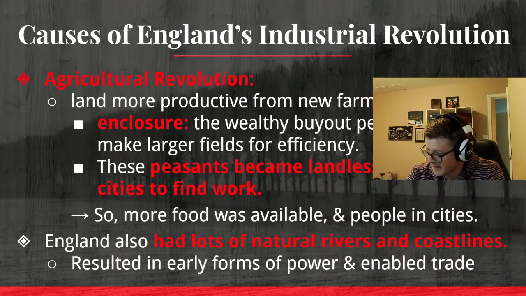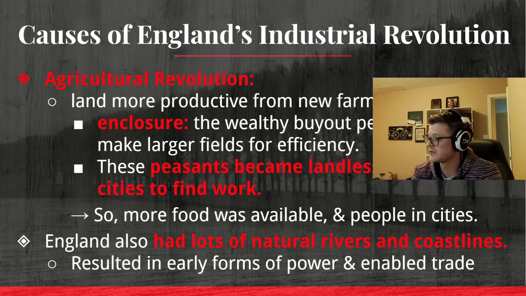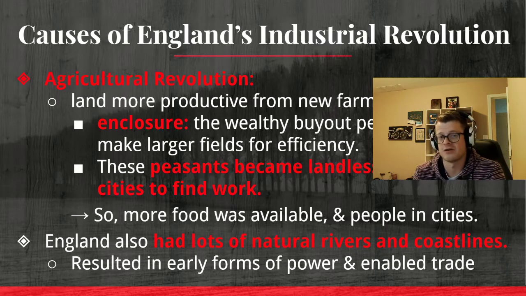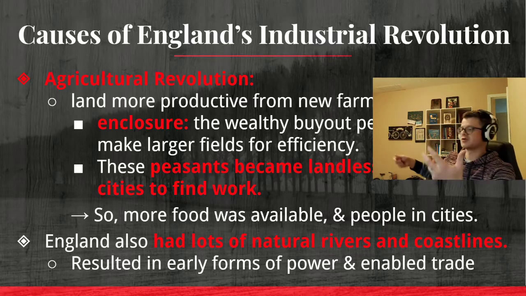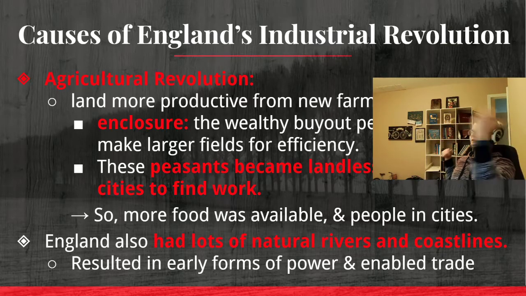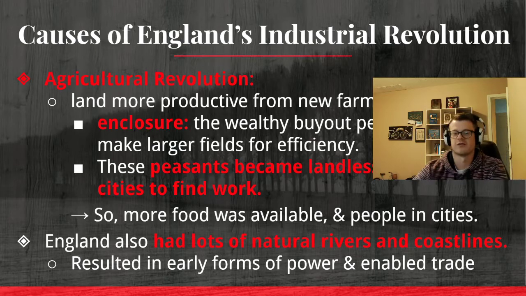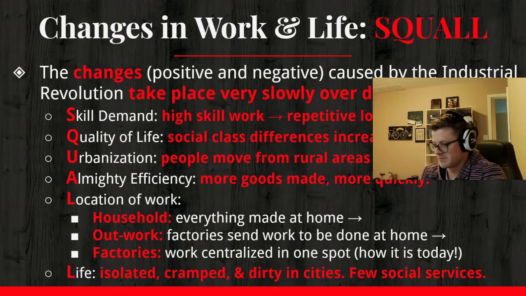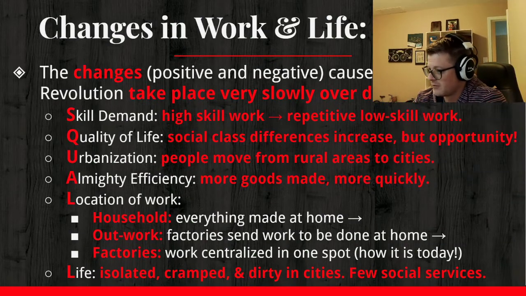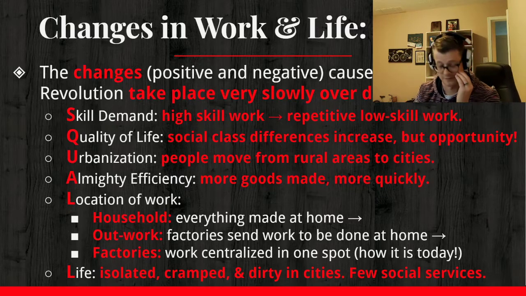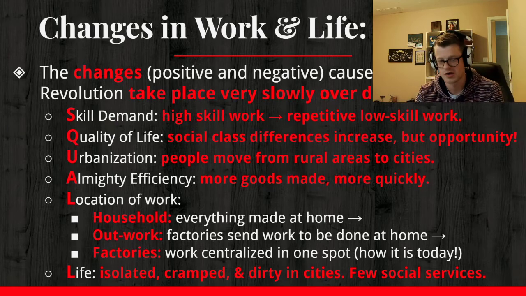Now, combine that with the fact that England has a lot of natural rivers and coastlines and things that help out with trade. We are prime here for industrialization to happen. We've got a surplus of labor. We've got extra labor. We've got more food for those people, relatively speaking. And then we've got trade primed and ready to happen. And that's going to be a recipe for basically the Industrial Revolution. So the changes from this, both positive and negative, there's an overwhelming amount of change. They do take place very, very slowly. It's not like this just happens all at once.